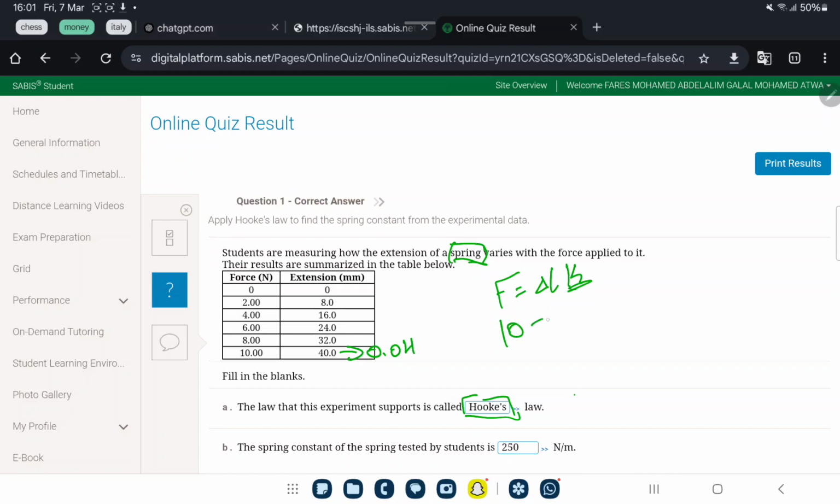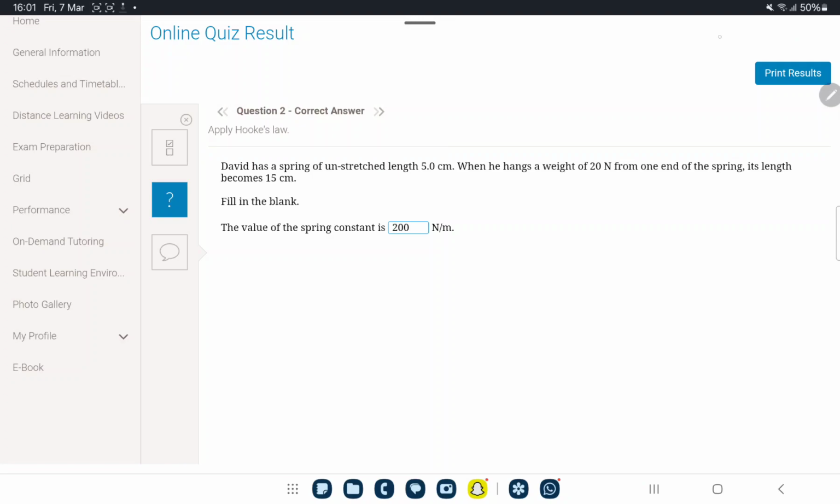So 10 newtons equals delta L 0.04, and K we're going to call X. 10 over 0.04 equals X. You put it in your calculator and you get 250 equals X. Again, the only thing in this section is Hooke's law.